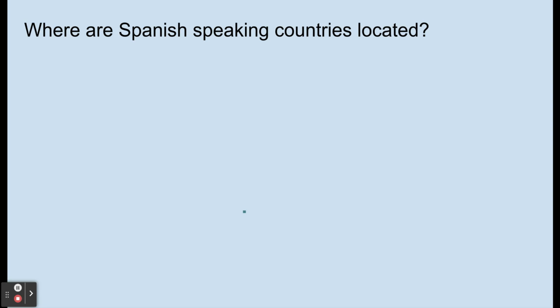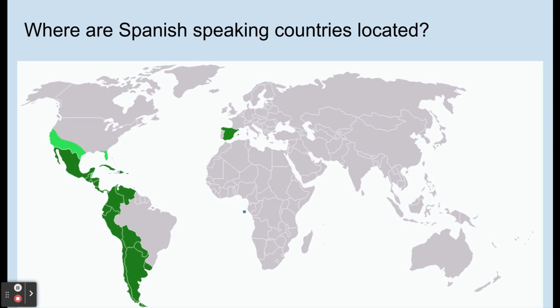Where are Spanish speaking countries located? So we know the names of them, but where are they? Well, as you can see, these areas in dark green right here, they are Spanish speaking countries. So here we are in what we would call North America, Central America, South America. Here, this would be called Europe. This is Spain. And I don't know if you can see, that little green dot should be right there.